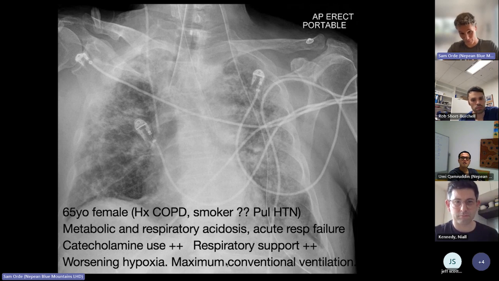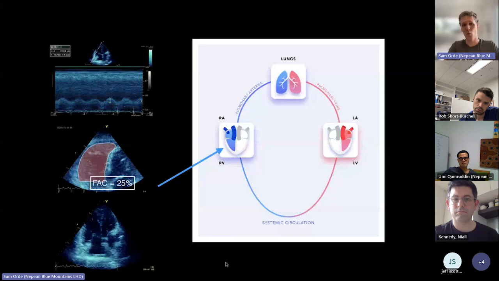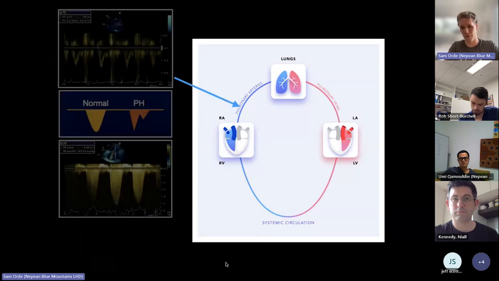She's got lots and lots of risk factors for being a vasculopath. She's got some metabolic and respiratory acidosis from acute respiratory failure in ARDS. On lots of catecholamines, on lots of respiratory support, and she's getting this worsening hypoxia, and she's on close to maximal mechanical ventilation. If these guys have some form of impaired right ventricle function in there with that chest X-ray that looks like that, we've got to start thinking about whether we've got raised right ventricle afterload.